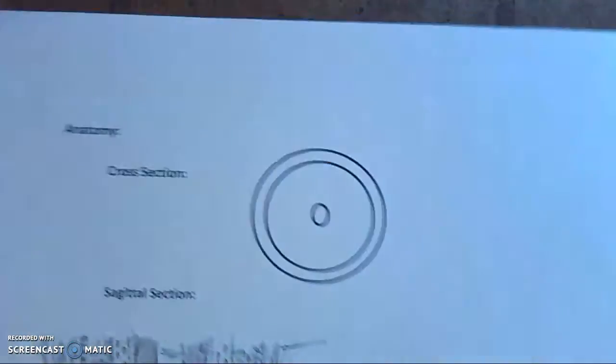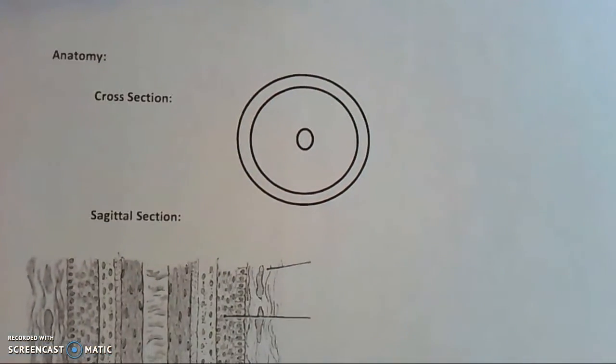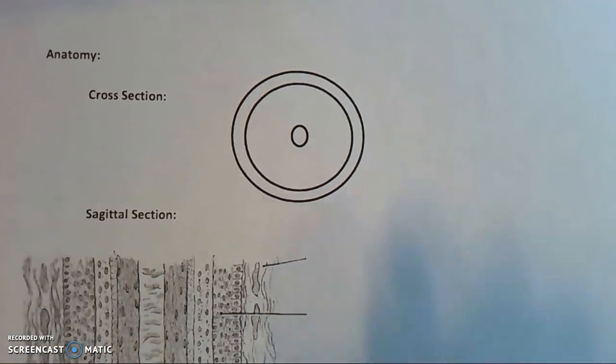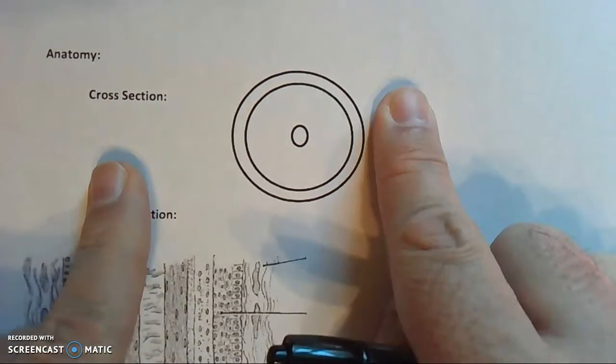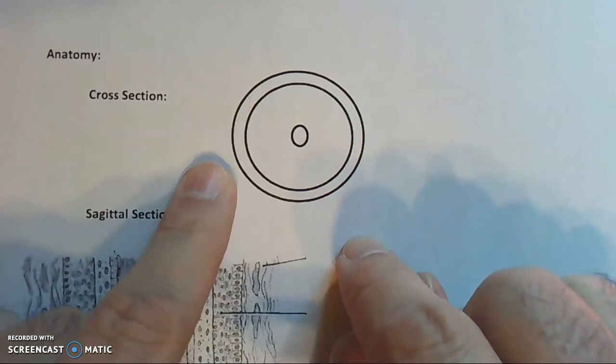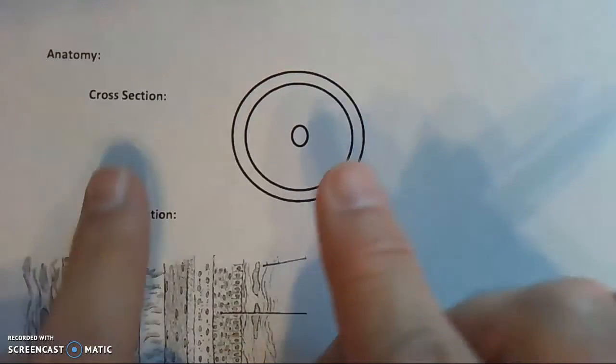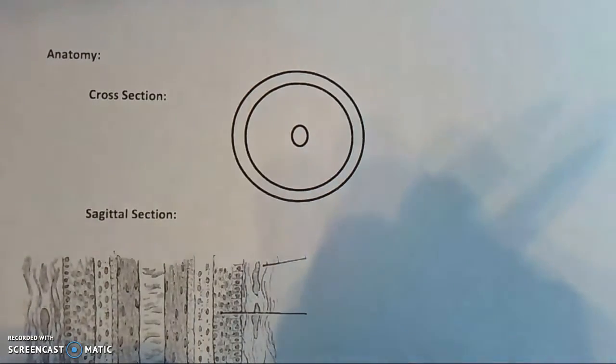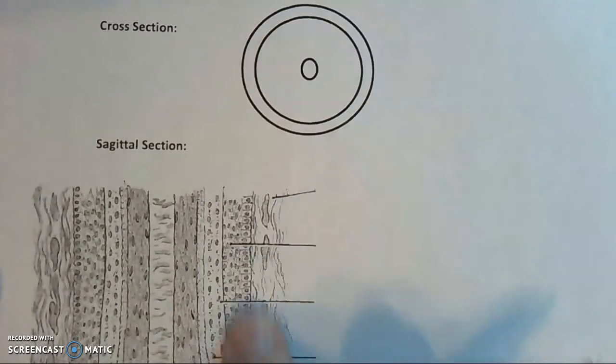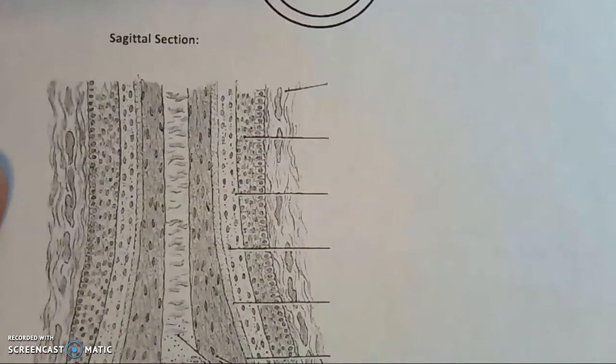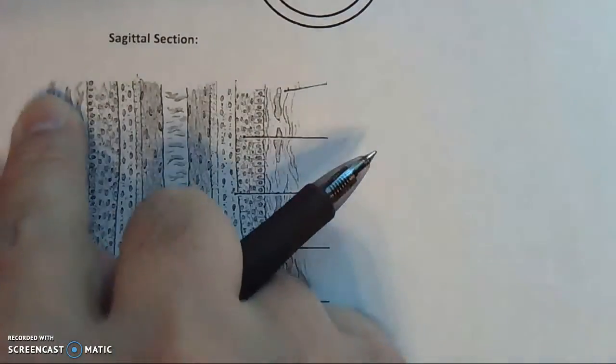So if we move to the next page, we're going to look at two different planes. One is if we take a hair and we take a transverse or cross section of it, we are going to see different places here. So when we talk about the anatomy of a hair, we're also talking about the tissue that surrounds the hair, like down here in this sagittal section.